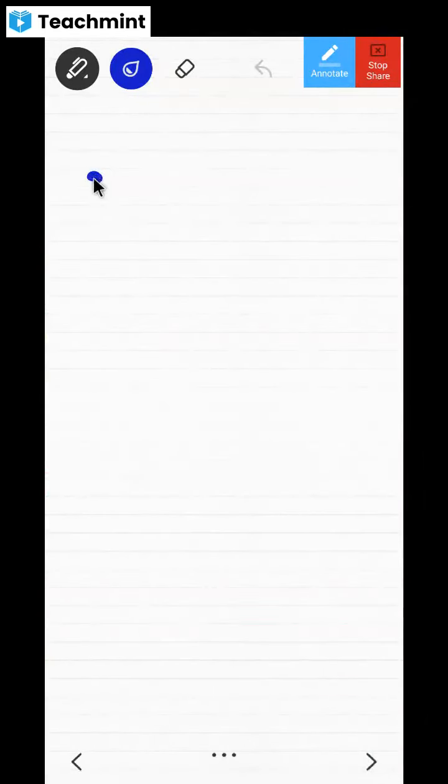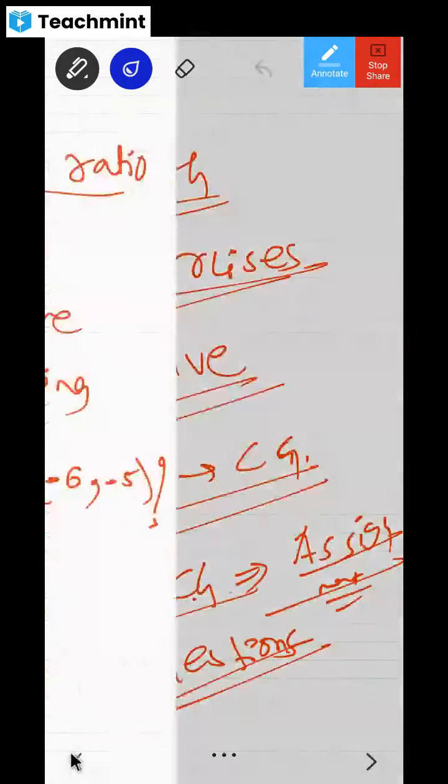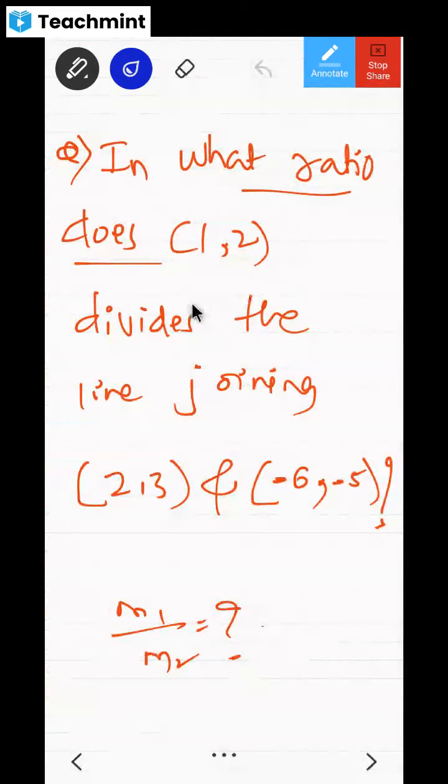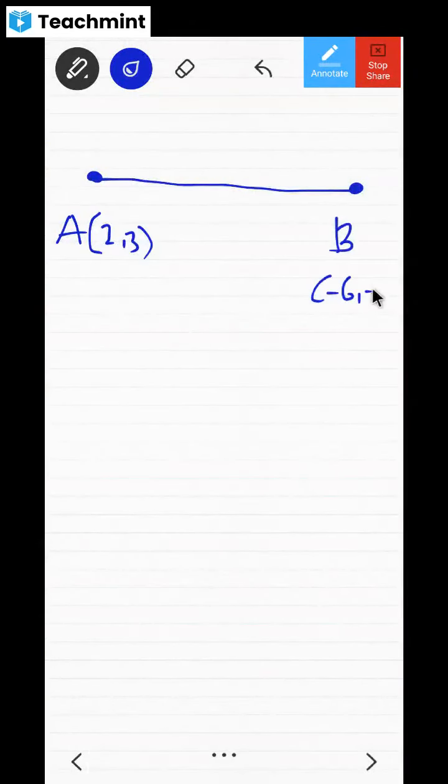Here is one point and here is another point. Let me name this point as A and this one as B. Now the coordinates of point A are given. In what ratio does (1, 2) divide the line joining (2, 3) and (-6, -5)? I'm going to write 2, 3 here, and the next one I will write here, -6, -5. Now, is it all right, dear children, whatever I have written? Yes, sir.